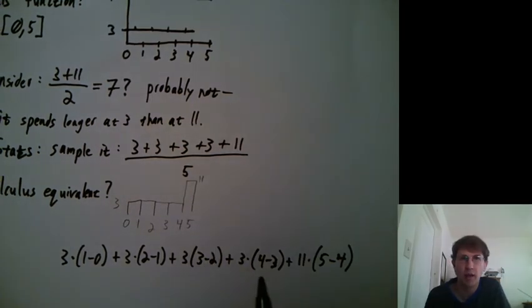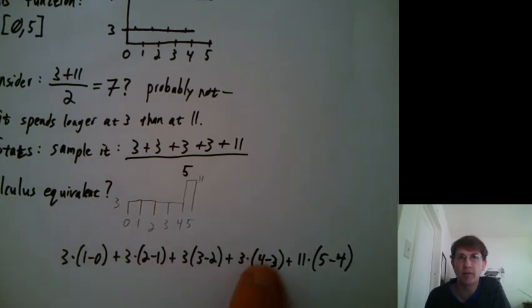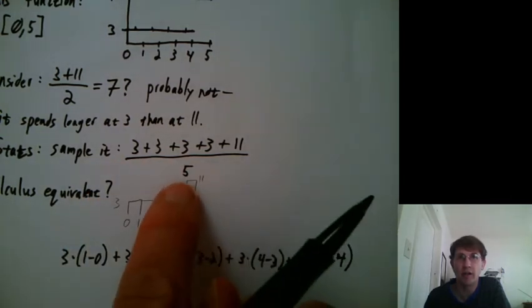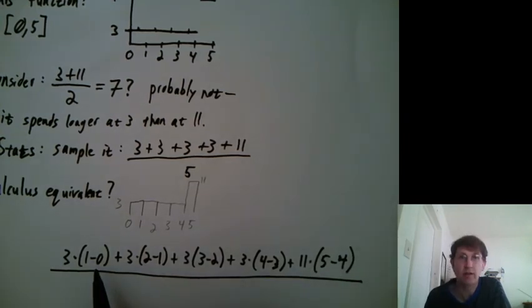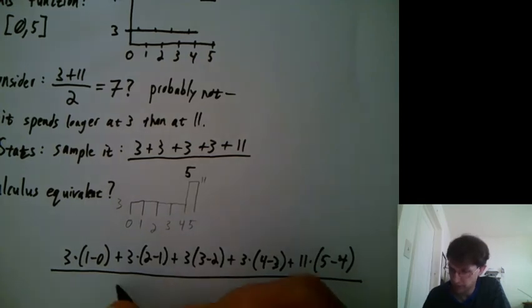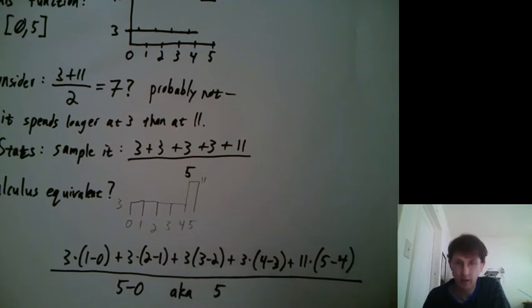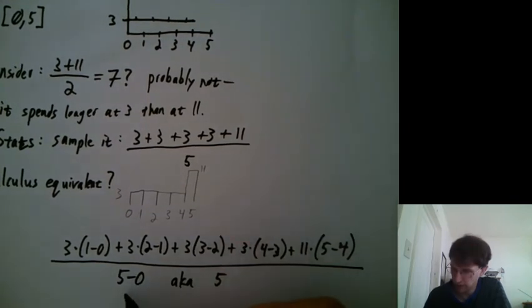So do you agree that this is basically 3 plus 3 plus 3 plus 3 plus 11, like we wrote there, but we haven't divided by 5 yet? You could say let's divide by 5 because I added up 5 things. You could say let's divide by 5 because my total width was 5. So you could say divide by 5 minus 0, which is also called 5. Both of those are good things to think of. So this 5 minus 0 is our total width.